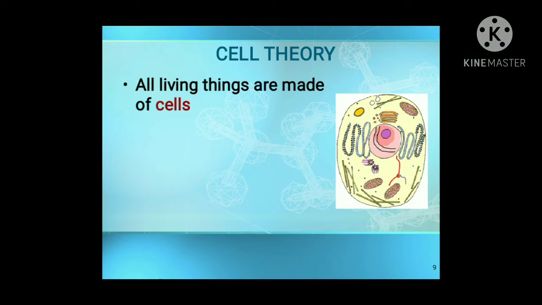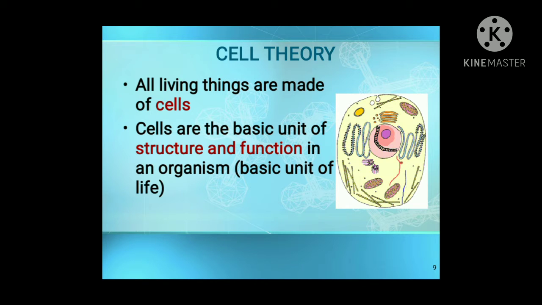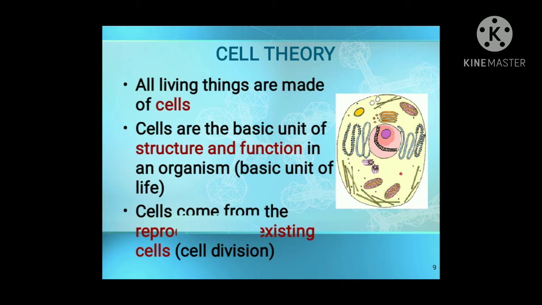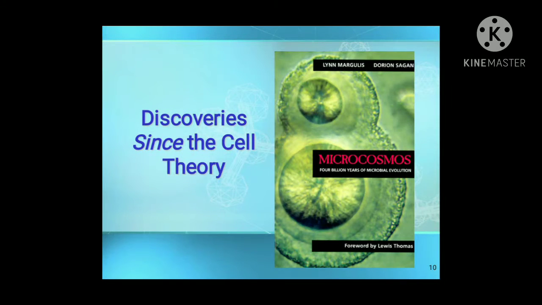Cell theory. All living things are made of cells. Cells are the basic unit of structures and functions in an organism. Cells come from the reproduction of existing cells, or cell division. Discoveries since the cell theory.